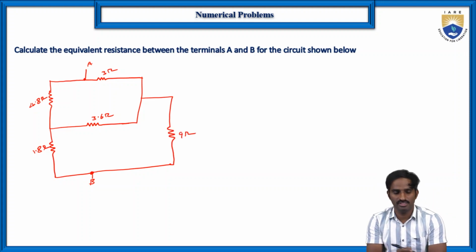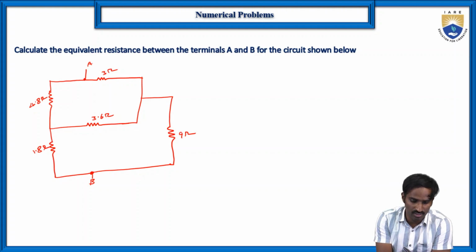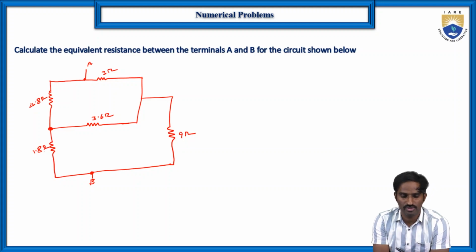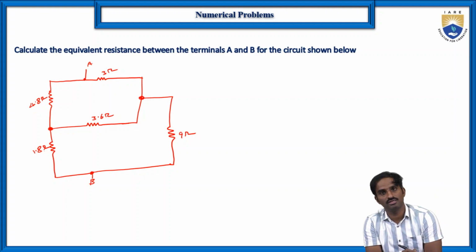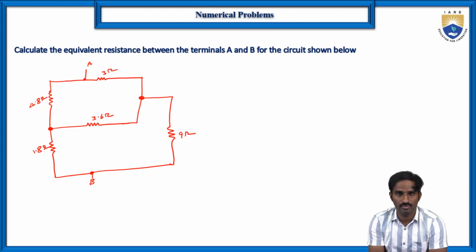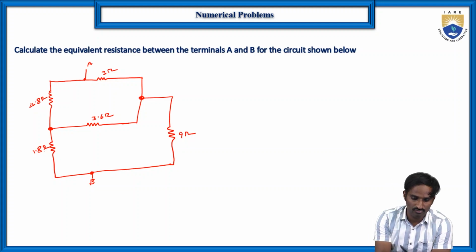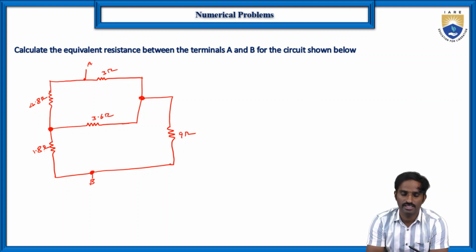Now again let us see, is there any combination connected in series or parallel? Of course again the same problem here. This 4.8 and 1.8 have one common node, but the common node is connected to 3.6. And these 3 and 3.6 have one common node, and the common node is connected to 9 ohms. So again here we cannot simply apply the series or parallel combination. So again if you see 1, 2, 3, these 3 are in a delta form. So you can convert again this delta into star.